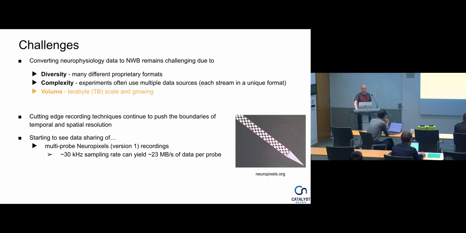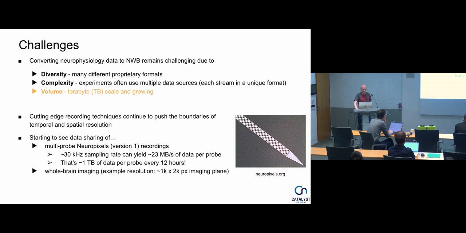And more and more people are starting to use multiple probes. So you just multiply that by your number of probes added up. That's 1 terabyte of data from every probe every 12 hours. That's a lot of disk space. And just so I'm not focusing just on the ECEphys folks, if we talk about microscopy, in particular something like whole brain imaging, from some example resolution that I've seen before, a 1,000 by 2,000 pixel imaging plane, you can do about 40 scans per plane per second, and that can yield a total of 160 megabytes per second of data. Add that up, that's a terabyte every 2 hours. So you could fill up a system very easily with that kind of setup.